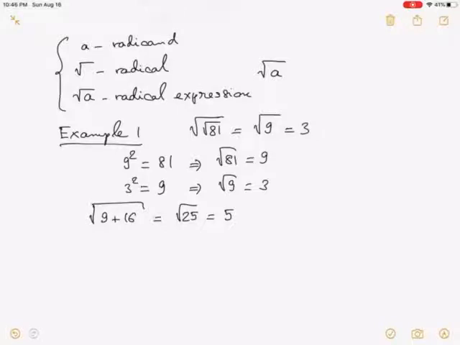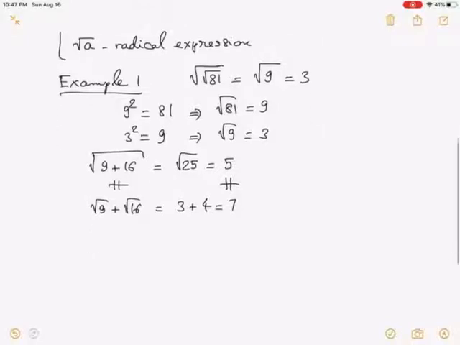So, can we find the square root before adding? Well, we could write it like that: the square root of 9 plus the square root of 16. The square root of 9 is 3, and the square root of 16 is 4. So this is 7. 7 is not equal to 5. That means you cannot take the square root before adding.